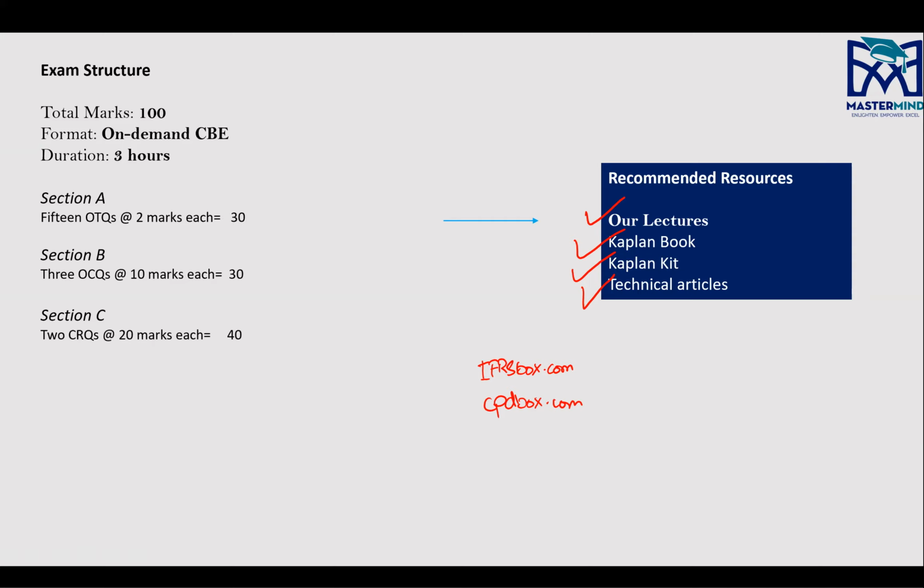So again, 5 resources: my lectures, including my notes, Kaplan book, reading is recommended, Kaplan kit for the practice, technical articles for additional information, additional knowledge, working knowledge on the paper, and CPD and IFRS box for basically research-based knowledge around the accounting standards.